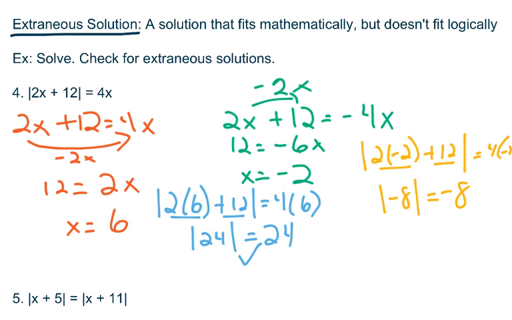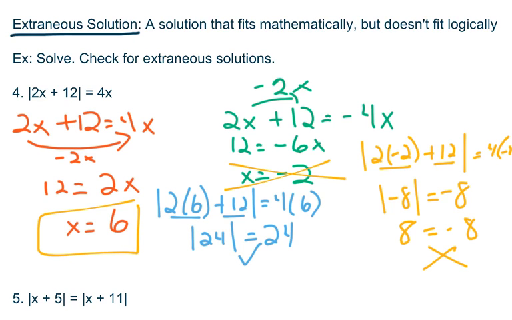But here is an example of where something doesn't work. The absolute value of negative 8 is 8. That's not negative 8. Okay, so this one does not work. Which means this right here, your answer of negative 2 is not an actual solution. Okay, you only have one answer in this problem.